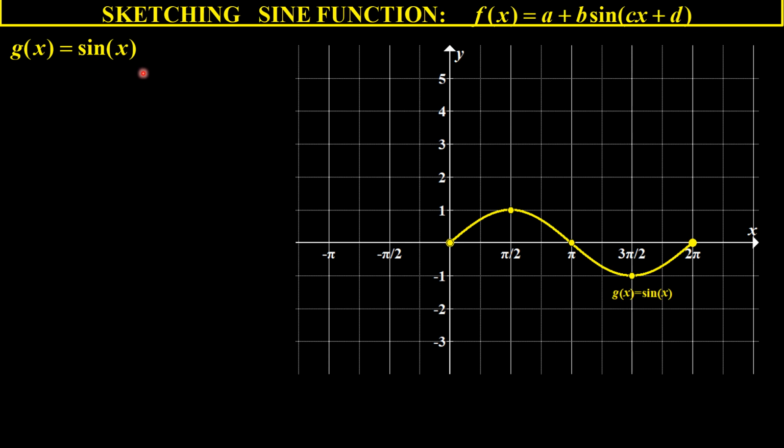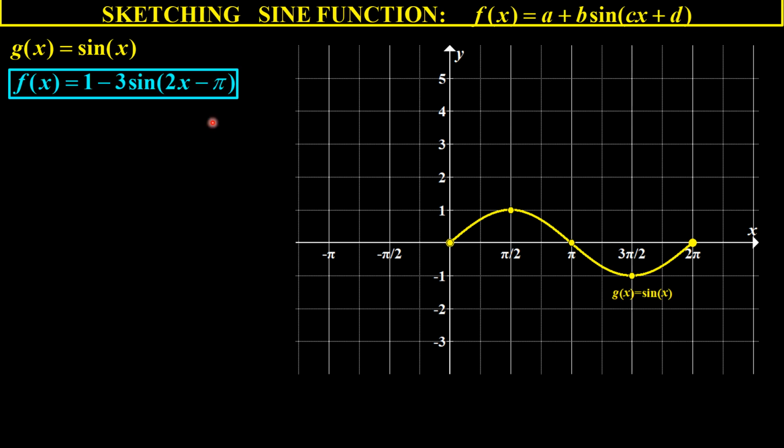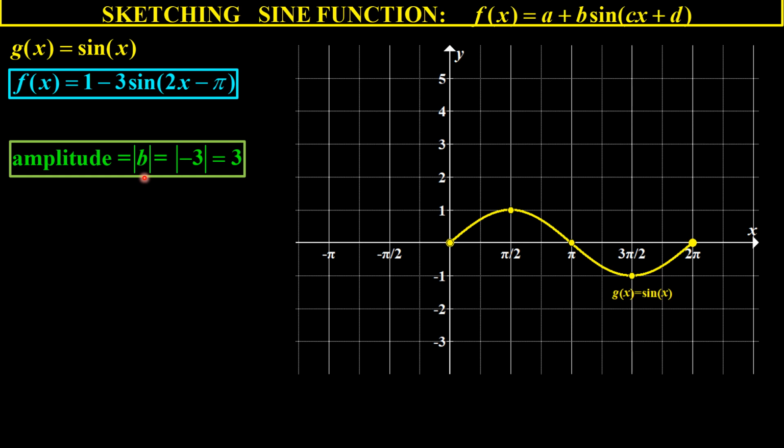Now you can see if I take this particular example, there are many things that are happening to that. There I have 2x, then subtract the pi, then it's -3 sine, and then +1 there. So let's look at all the various properties here. Let's start off first of all with the amplitude. The amplitude there is -3. So it's the absolute of -3, which is 3.